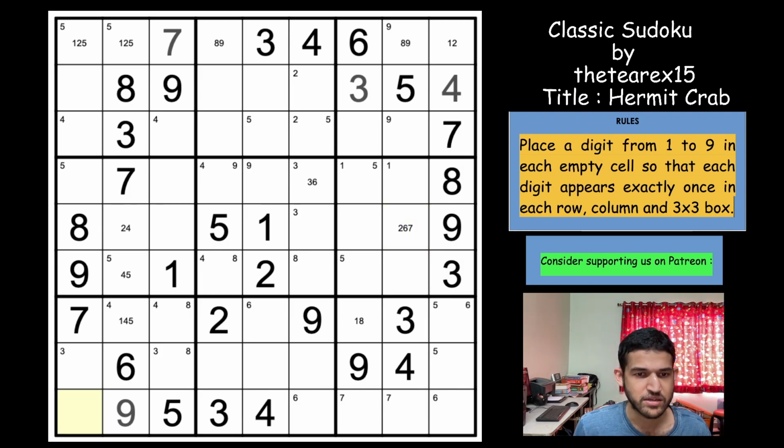And look at this cell, row 9 column 1. Cannot be 5, 6, 7, 9, 3, 4 and 8. So this will be 1 and 2. So that is nice, a bi-value candidate. So is there something going on here? I see a lot of 1, 2, 4, 5 candidates in here. So I'm not sure if there is something there.